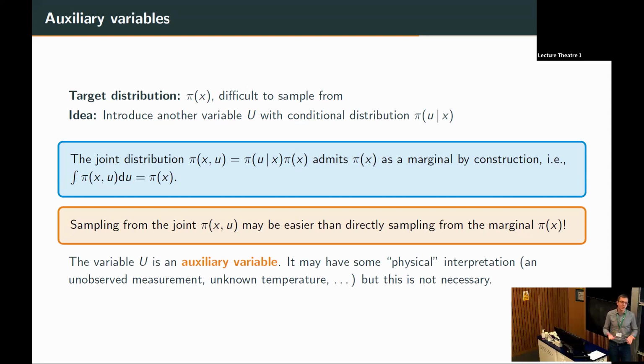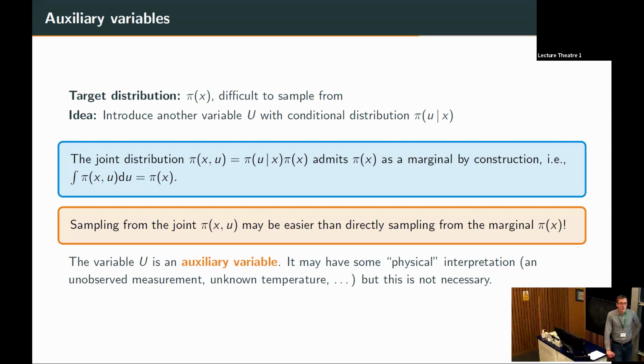Pseudo-marginal methods is one example of this, but there are many examples of sophisticated MCMC procedures and other Monte Carlo methods that are different ways of making use of auxiliary variables to construct some method. And the idea is really just that if we have some target distribution pi of x that I want to sample from, and it turns out to be difficult for some reason to construct an efficient MCMC algorithm or other Monte Carlo method directly for pi of x, then I will introduce some other variable u, which I refer to as an auxiliary variable.